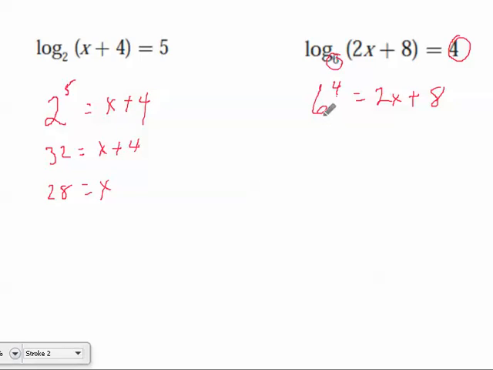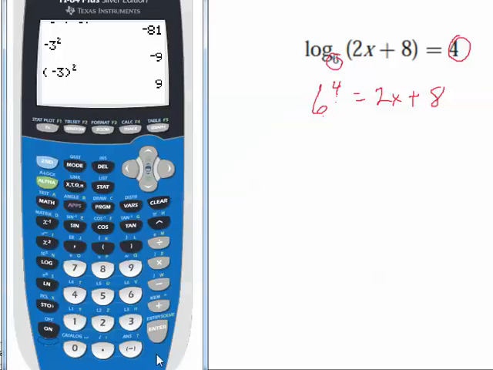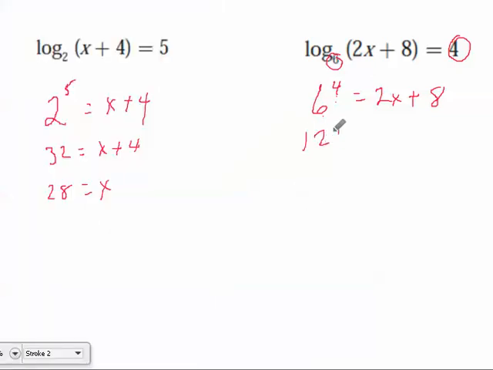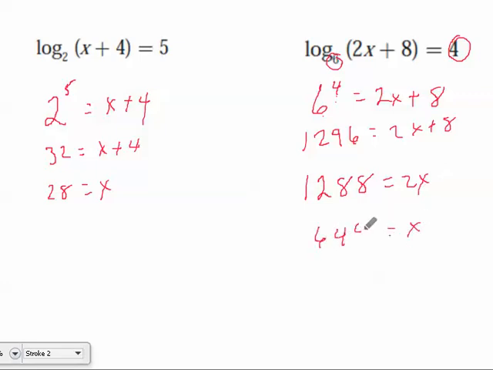So 6 to the 4th, that's 36 squared. I cannot do my 36s. I just am not that good. So 6 raised to the fourth power is going to be 1,296. 1,296 equals 2x plus 8. Well, I'm going to subtract 8 from both sides. I'm going to get 1,288 is equal to 2x. And if I divide by 2, I'm going to get that x is equal to 644.